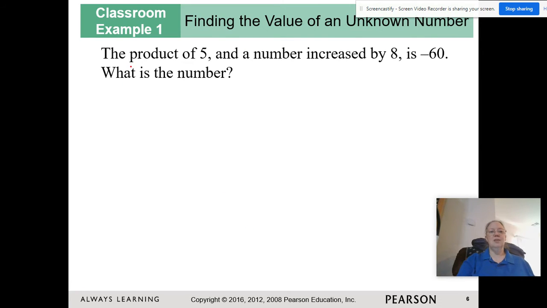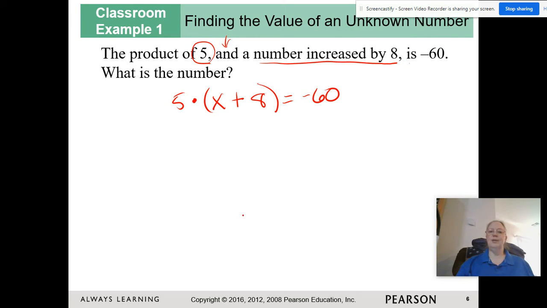Okay, the product of, we're going to multiply two things. See that word and? This is the other thing we are multiplying. So I've got 5, and that means put a multiplication there. And a number increased by 8. So that is a number increased by 8 is negative 60.